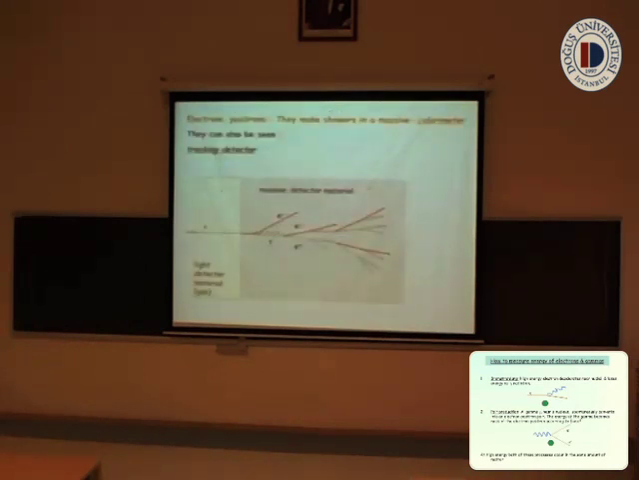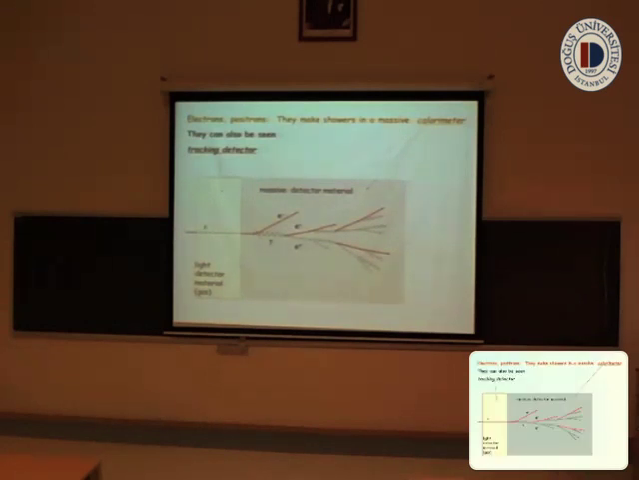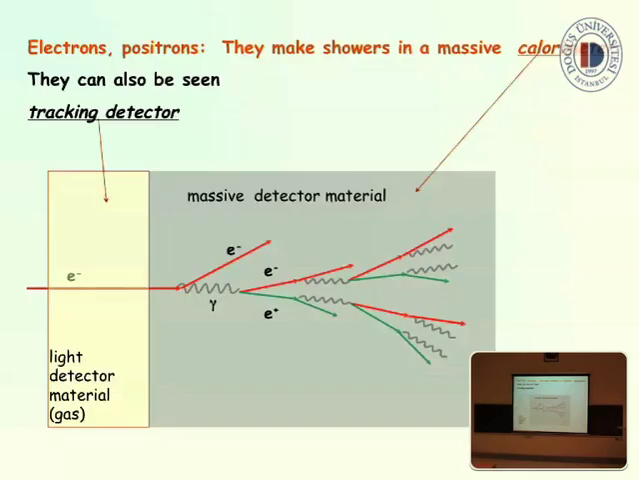And then we have this in the detector. So we have Bremsstrahlung and we have this pair production. This is, by the way, an example for an electron, or positron. They make a shower in the massive calorimeter. They can also be seen in a tracking detector. So in principle here you can see two different types of detector. First, one part of the detector where we can see the track of the electron, and the second part, which we call the calorimeter. Here we can see this shower.